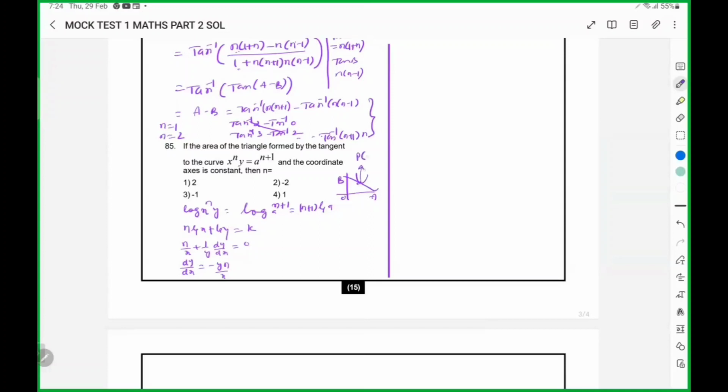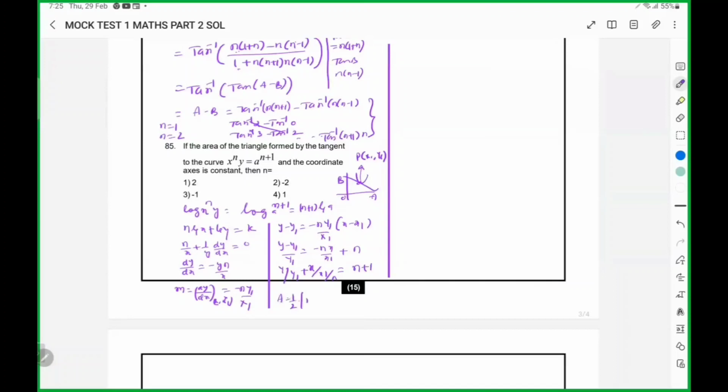Let us take that point as x1 comma y1. Slope will be dy by dx at x1 comma y1. Here, the equation of the tangent: y minus y1 is minus n y1 by x1 into, so y minus y1 by y1 plus n, y by y1 plus x by x1 is n plus 1. It's anyhow constant.